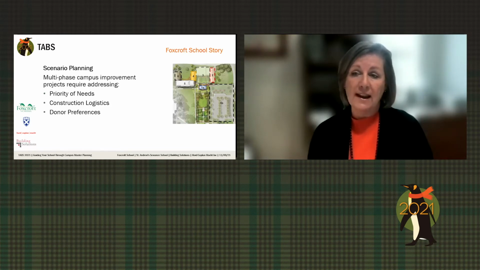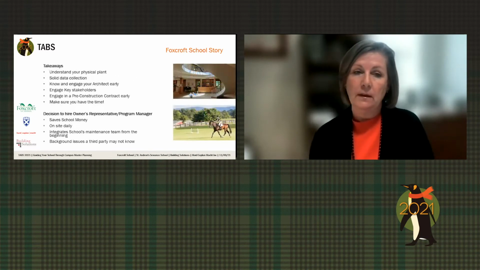And we are now looking at possibly doing another one that will incorporate some of the stuff that we did from the 2016 campus master plan. Next slide, please.